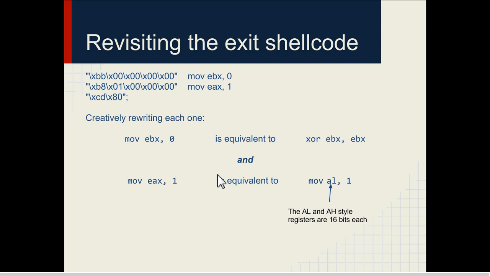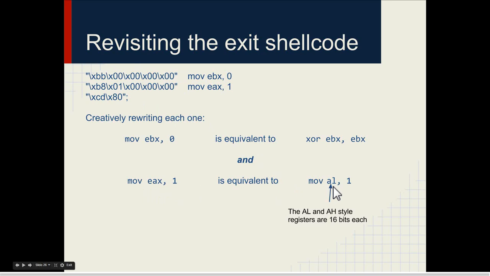So let's revisit this so we can get the exit shellcode to work without having any nulls in it. Both of these instructions cause these null opcodes. Move 0 into EBX is the same as XORing EBX with EBX, and that results in a kosher opcode. Similarly, move 1 into EAX is equivalent to move 1 into AL.